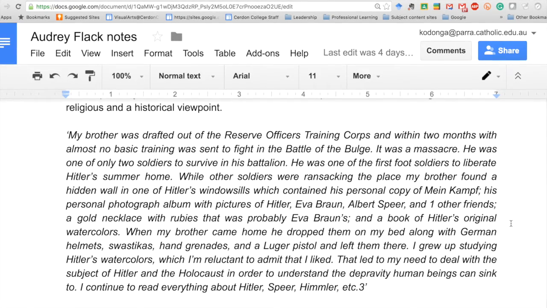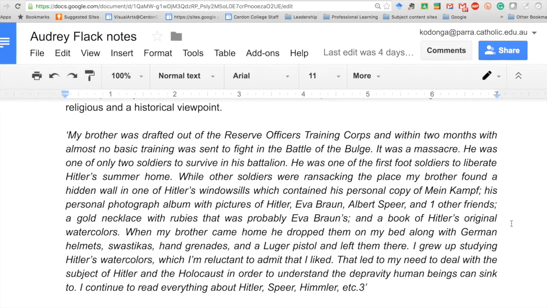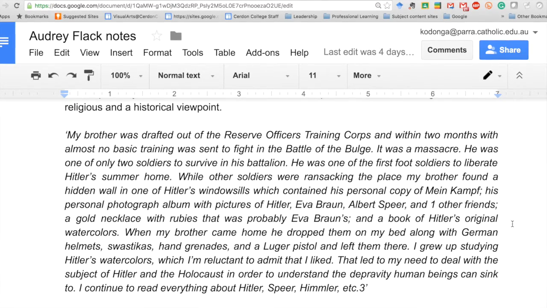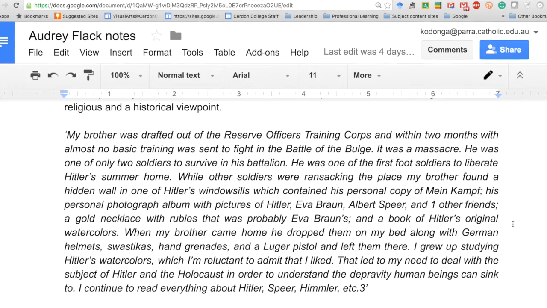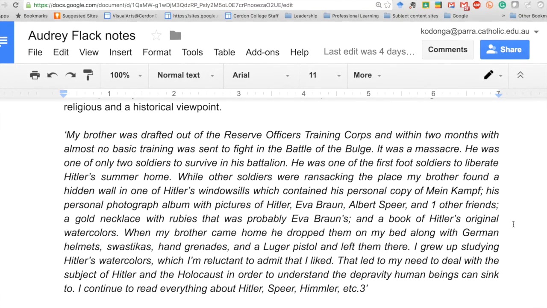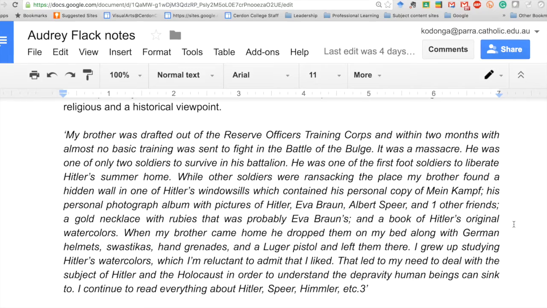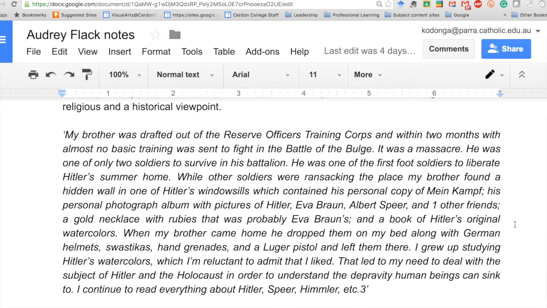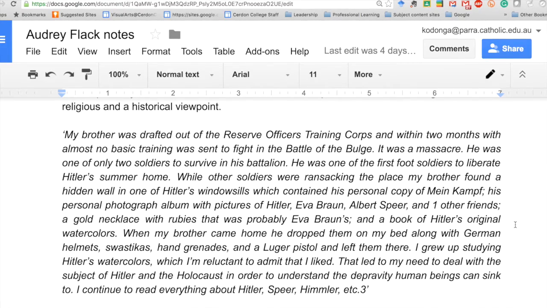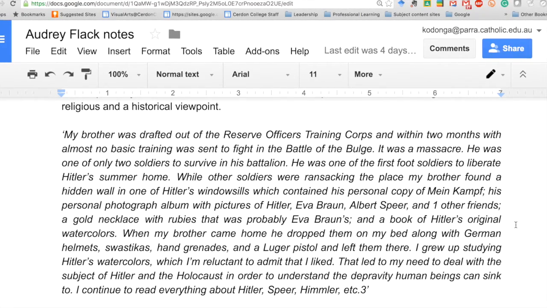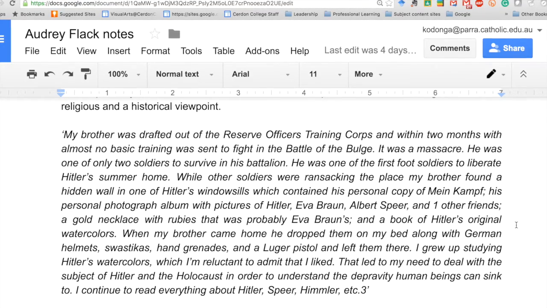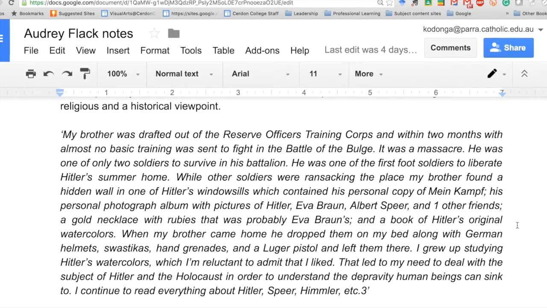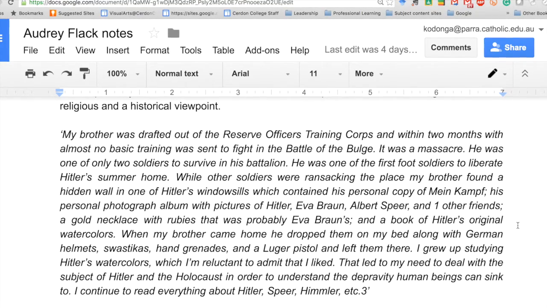While other soldiers were ransacking the place, my brother found a hidden wall in one of Hitler's windowsills which contained his personal copy of Mein Kampf, which translates as My Struggle, his personal photograph album with pictures of Hitler, Eva Braun, Albert Speer, and other friends, a gold necklace with rubies, which was probably Eva Braun's, and a book of Hitler's original watercolours. Hitler considered himself an artist. When my brother came home, he dropped them on my bed, along with German helmets, swastikas, hand grenades, and a Luger pistol, and left them there.